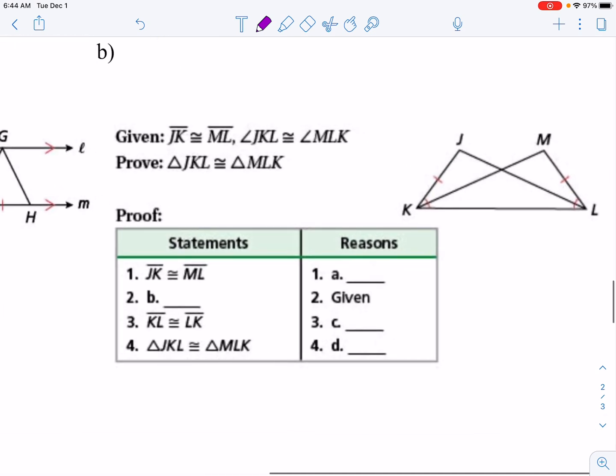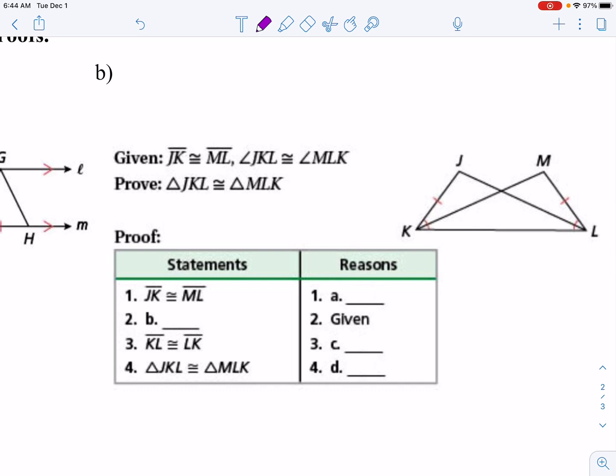We're trying to prove, and I think it's helpful to highlight the triangles we're trying to prove are congruent, that JKL is congruent to MLK. Okay, so overlapping a little bit. You have some given statements here. You're told that JK is congruent to ML. That is given. You are also told that angle JKL, this angle right here, is congruent to angle MLK. That's also given.